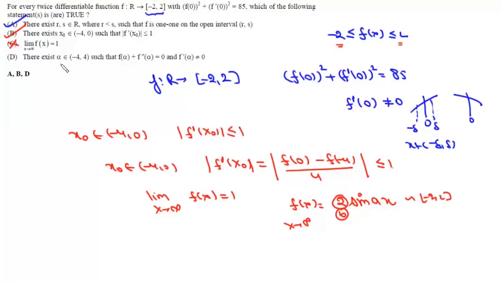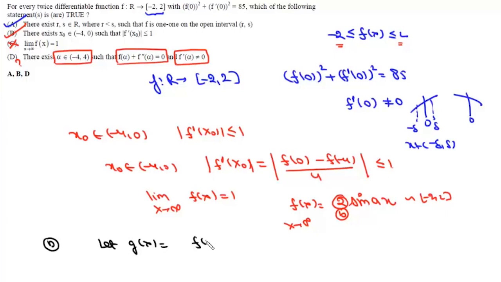Now this D is, there exists alpha in (-4, 4) such that f(alpha) + f''(alpha) is 0 and f'(alpha) is unequal to 0. Now this option is the trickiest one. For this fourth one, what we'll do is assume a function g(x), and we let this g(x) as f(x)² + f'(x)².